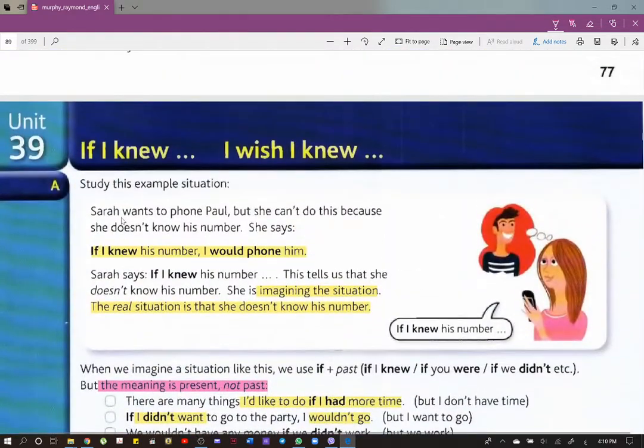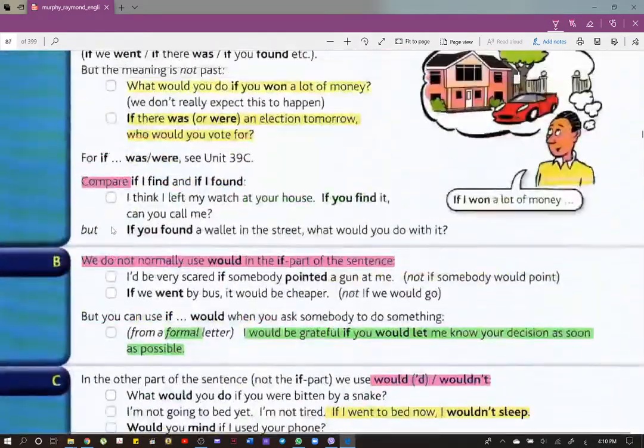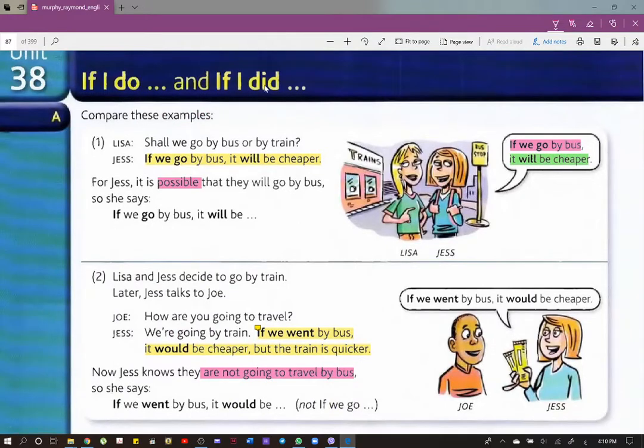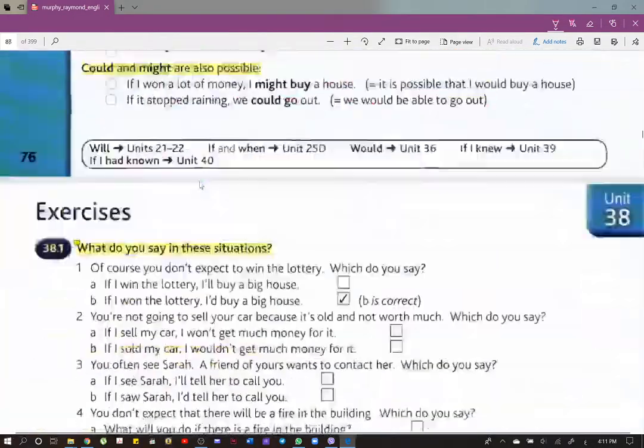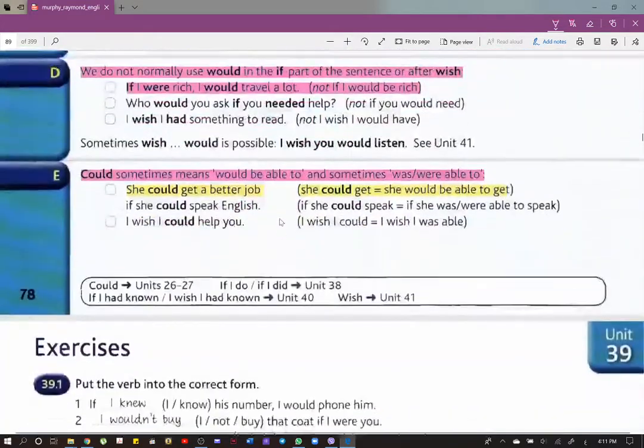Anyway, this is unit 39, which generally speaking talks about the second case of the if clause, but the imaginary case. Here we are talking about the second case, the unreal, which is not possible. She's imagining the situation, the imaginary case. So the second case of if clause and the use of wish generally means we are talking about the present, but using the past as a form in order to say that the action is imaginary.